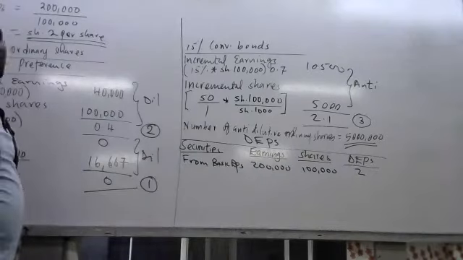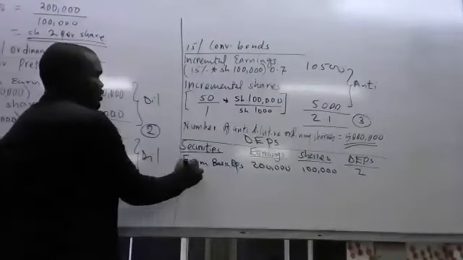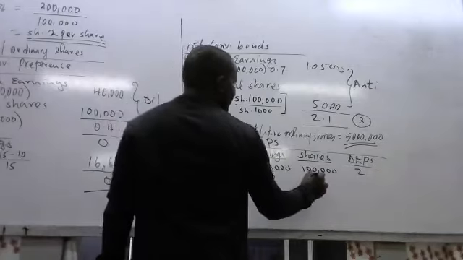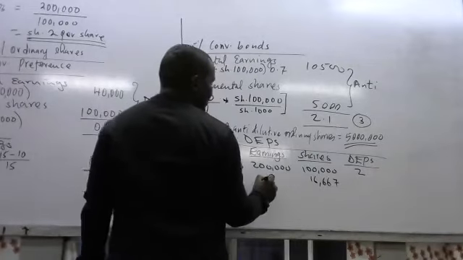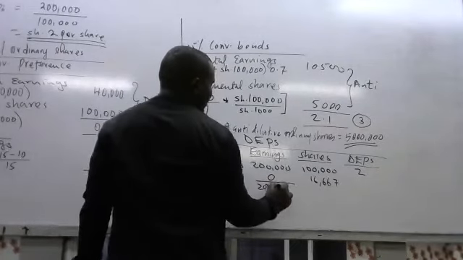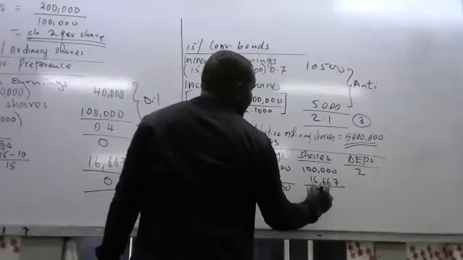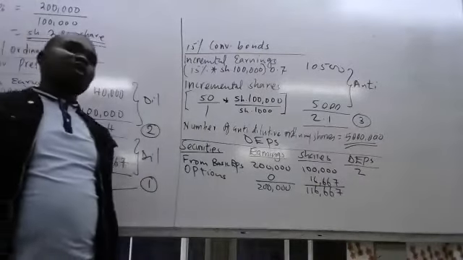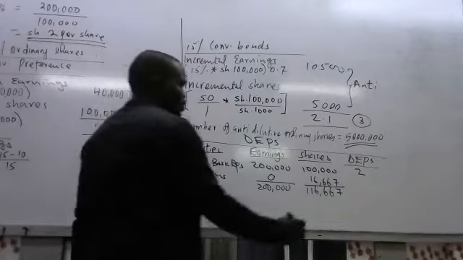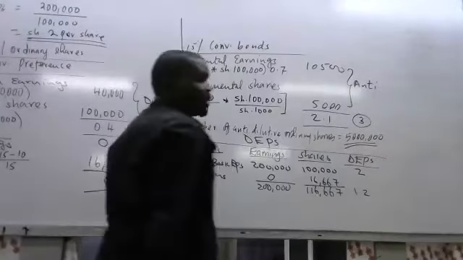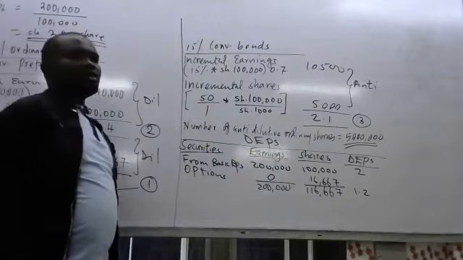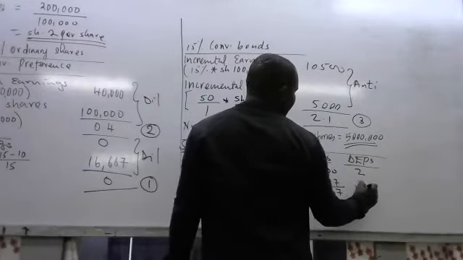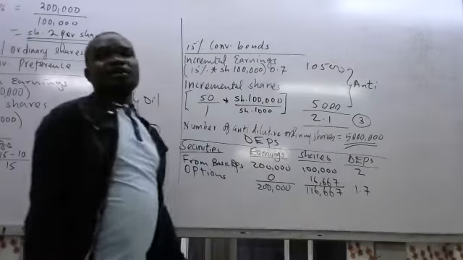First, we start with options. Options will be the first one. So the new position will be 200. This one will be 116, 6, 6, 7. Give me the new EPS. 1.2. Why are you confusing others? 1.7.